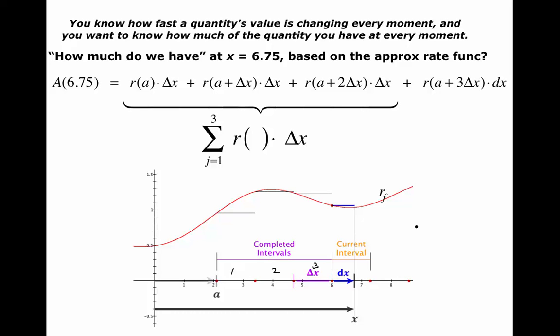So we need a formula using j. j starts at 1. That gives us the first interval. Then j becomes 2. That gives us the second interval. Then j becomes 3, and it gives us the third interval. And that notation tells us to add those three together. So we need a formula in terms of j so we have the right rate in the right interval. So given a value of j, we need to get the correct rate.